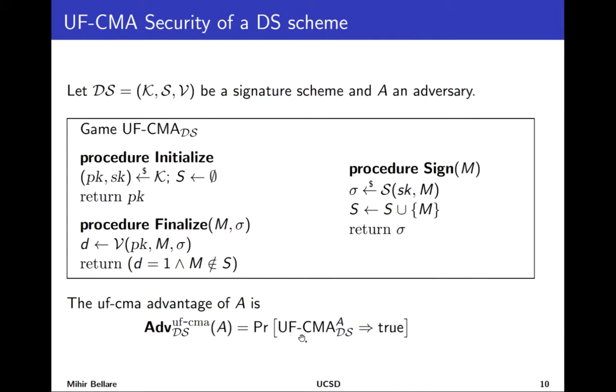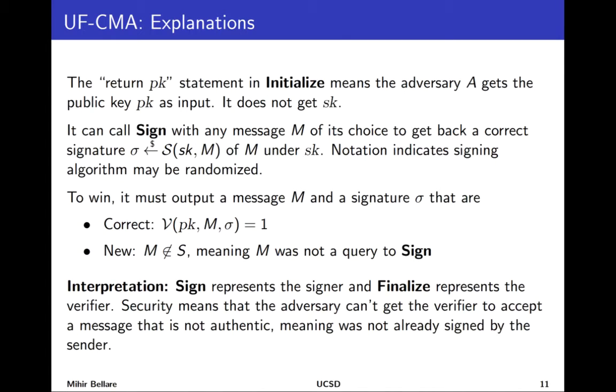When you run the adversary with this game, it may win it or not. Finalize returning true means it wins. That's an event which has a certain probability. That probability is the advantage of the adversary. The superscript stands for unforgeability under chosen message attack, the name of the metric. This means it's for this scheme, and this means it's for this adversary. Okay, so that is kind of the main theoretical concept here to understand, and now we'll start looking at different examples.